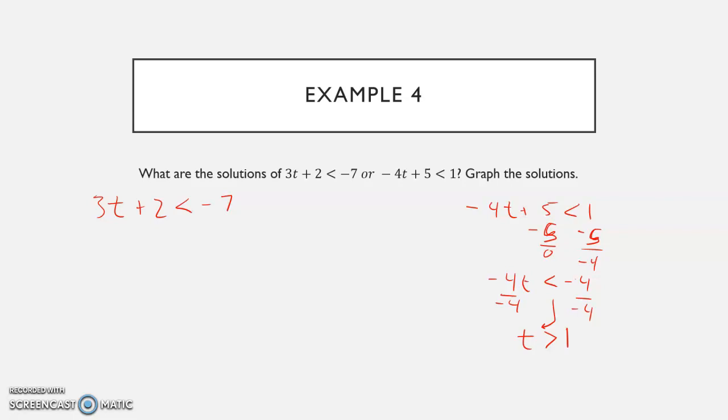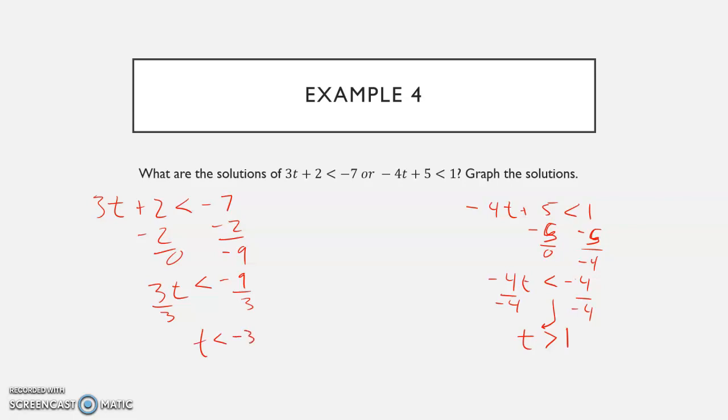And I'm going to go to the other inequality over here. I'm going to subtract 2 from both sides. Create my 0. And it looks like I'm going to get negative 7 minus 2 is negative 9. So I'm going to do a rewrite, 3t less than negative 9. I don't have to worry about my coefficient here. It's positive. Divide both sides by 3. t is less than, we don't have any equals here, so this is going to be nice, t is less than negative 3.